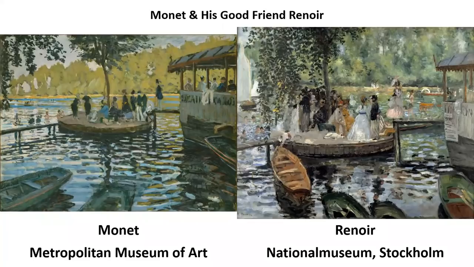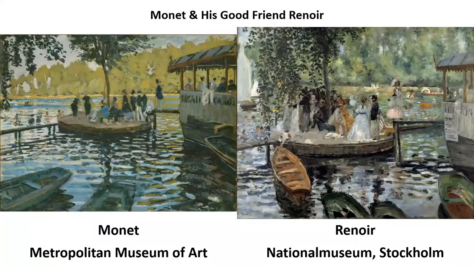Now this one on the right was done by his very good friend Renoir. So Monet and Renoir were very, very good friends. They were almost like brothers and spent a lot of time together, learning from one another, encouraging one another, comparing notes, so to speak, on different painting techniques and styles. And frequently they would go to the same spot and paint the exact same scene. So this is the exact same view done at the exact same time by two well-known impressionists, Monet and Renoir.